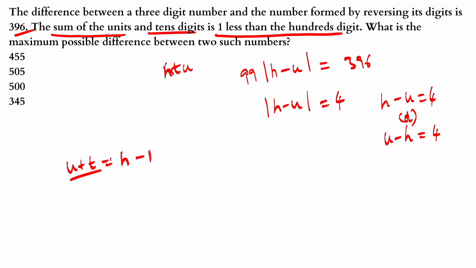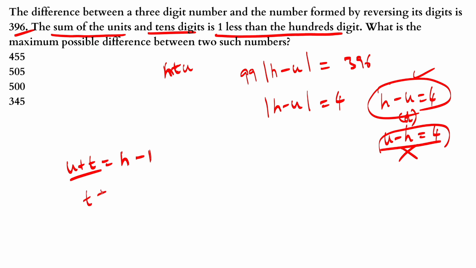So definitely h is greater than u. If h is greater than u, u minus h is not possible. h minus u will be the condition. So just solve this. t plus 1 will be equal to h minus u, and t plus 1 is equal to 4. t will be equal to 3.